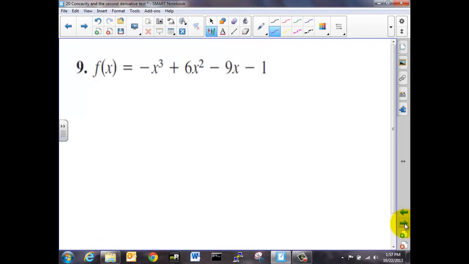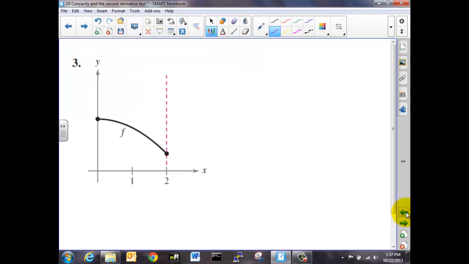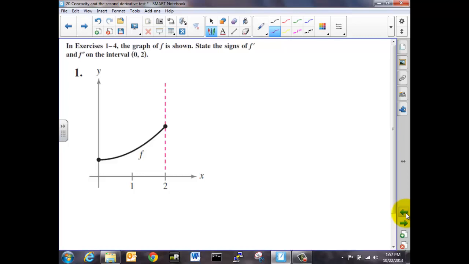What is number 1 actually? Good question. There's no equation. Yeah. State the signs of f prime and f double prime. Is the first derivative of this, first of all, is the function increasing or decreasing? See, she says increasing. All right? F is increasing. What does that tell you about the derivative? F prime is greater than 0.